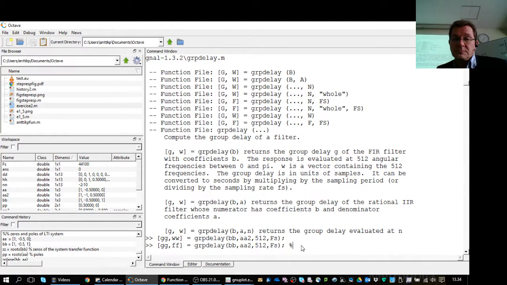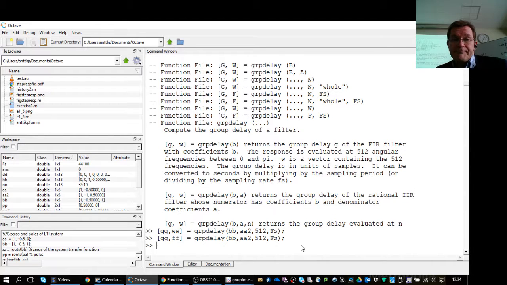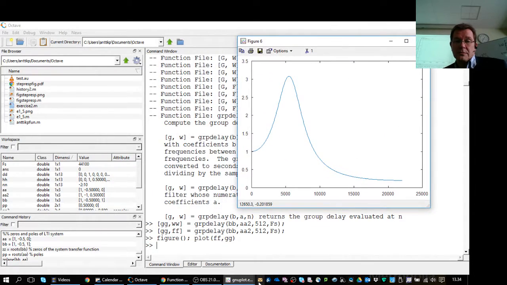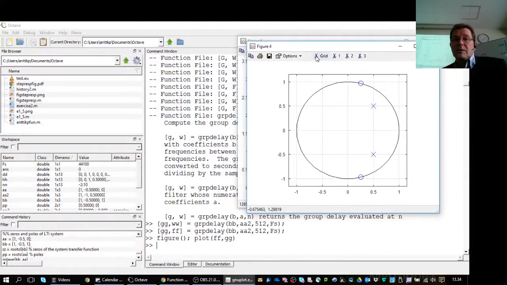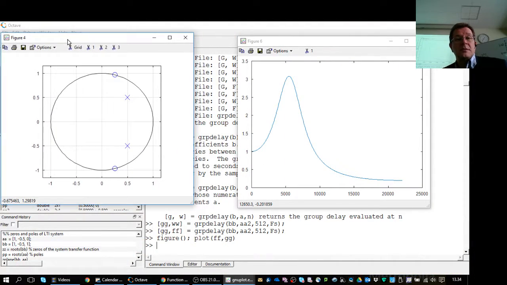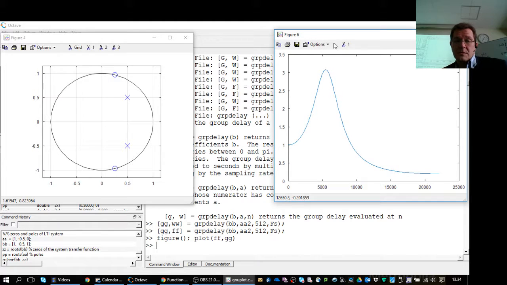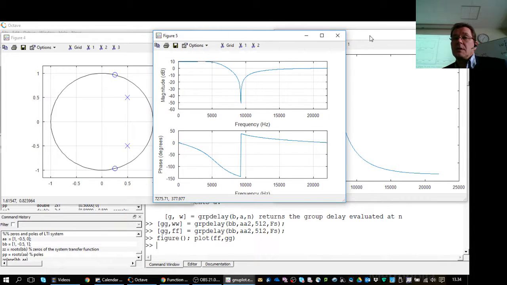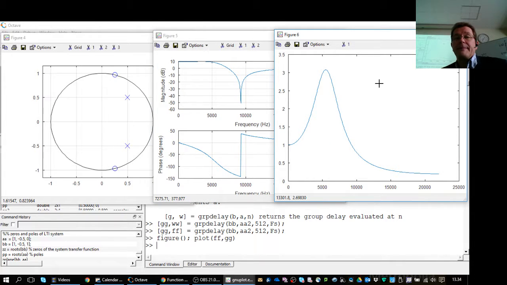And now we can plot, as a function of f, the group delay on a new figure. There we go. So we started from the zeros and poles, then calculated the frequency response, and now we have the group delay. That's nice.